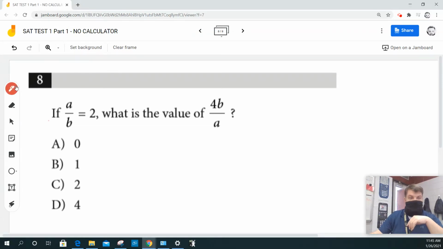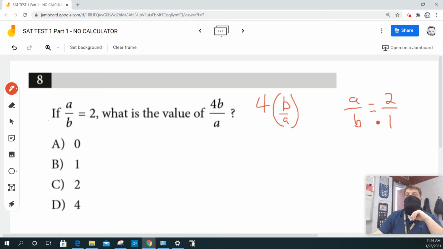So if A over B equals 2, what is the value of 4 over BA? Well, first of all, I can think of this as 4 times B over A. Well, if A over B is equal to 2, isn't that the same as 2 over 1? In other words, A can equal 2 and B can equal 1.